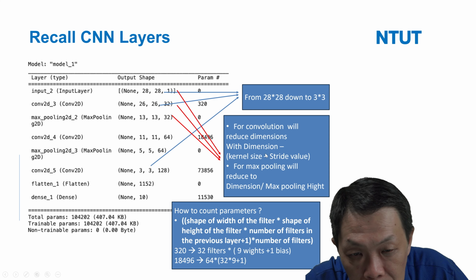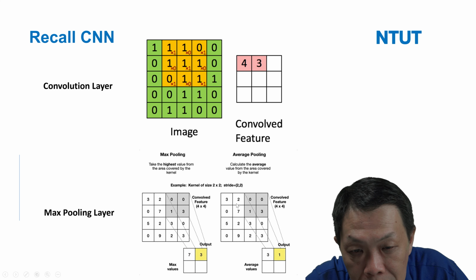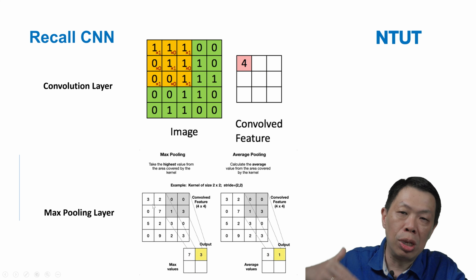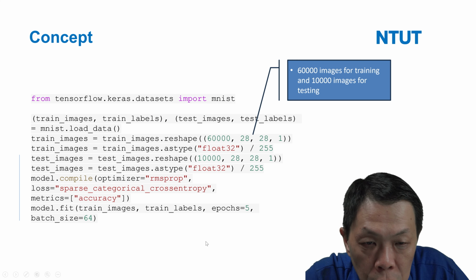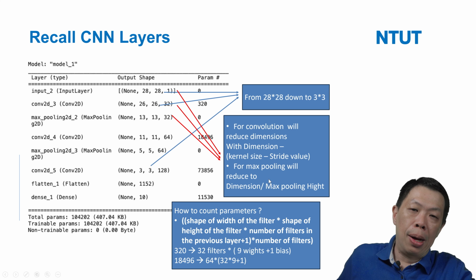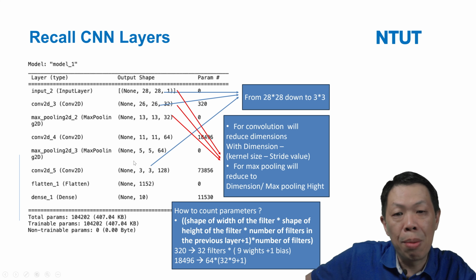And for max pooling, it will reduce based on the equation of the dimension divided by the max pooling window's height. You can see the max pooling window when we use 2x2 to scan. Every time we downsize it, we just divide by the height of the window. So the dimension is divided by the window size. One example is 26 becoming 13. So this is how the convolution and max pooling reduce the dimension.